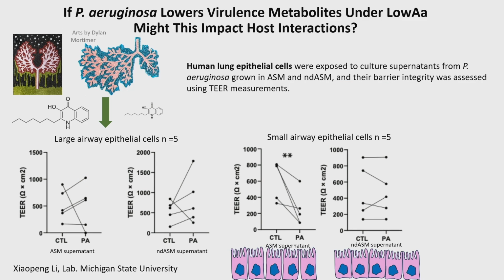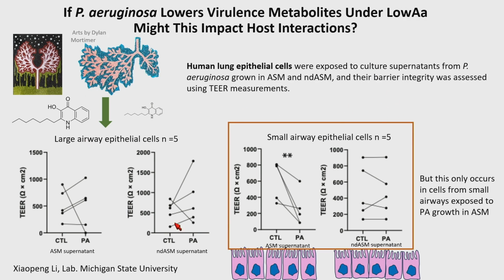So if Pseudomonas aeruginosa lowers virulence metabolites under low amino acid, may this impact host interactions? So we performed this experiment in collaboration with Dr. Sean-Pen Lee at Michigan State University. What they did was expose human lung epithelial cells to culture supernatant from Pseudomonas aeruginosa grown in artificial sputum media and in nutrient depletion artificial sputum media, low amino acid. And they measured the transepithelial electric resistance.